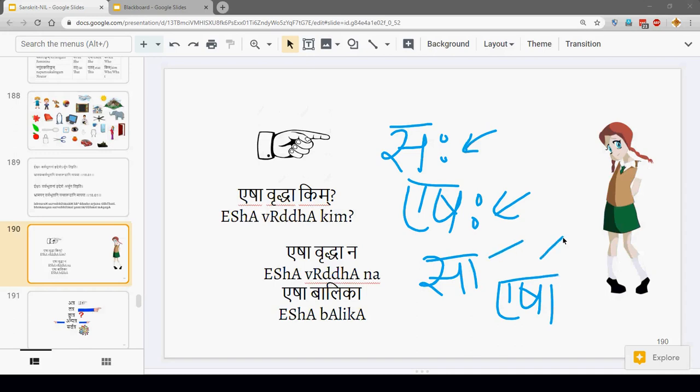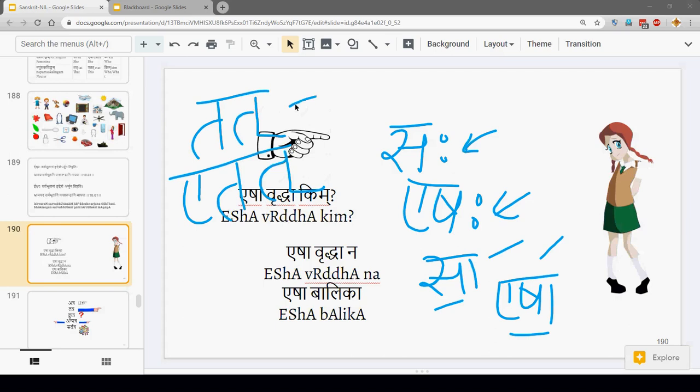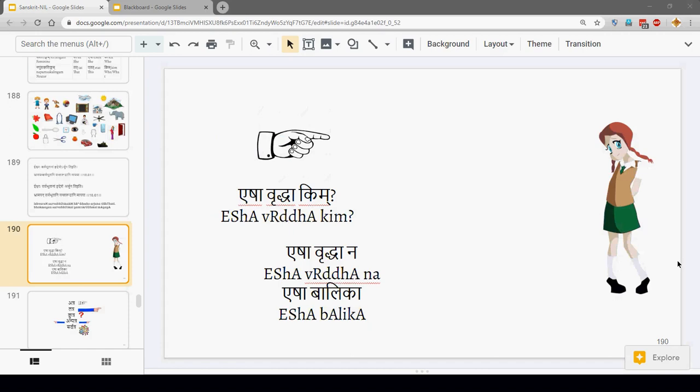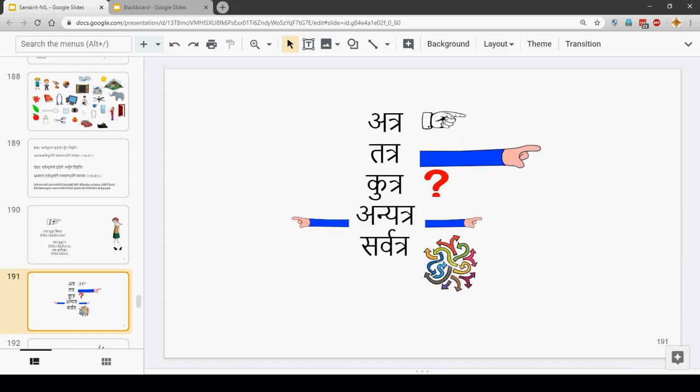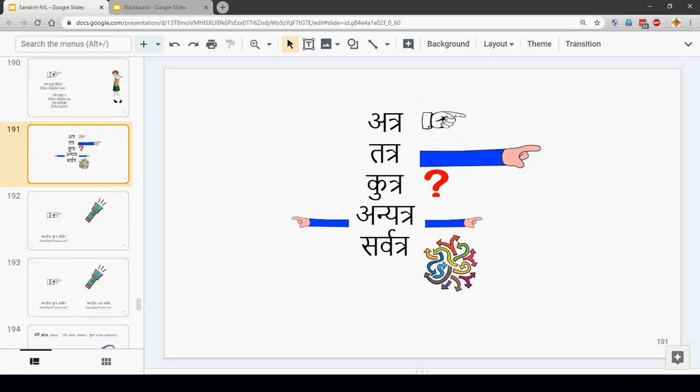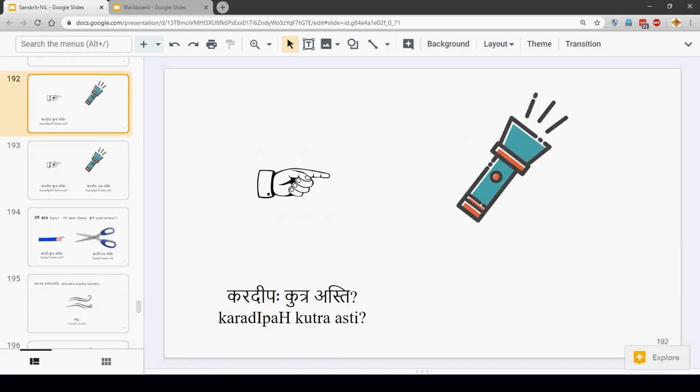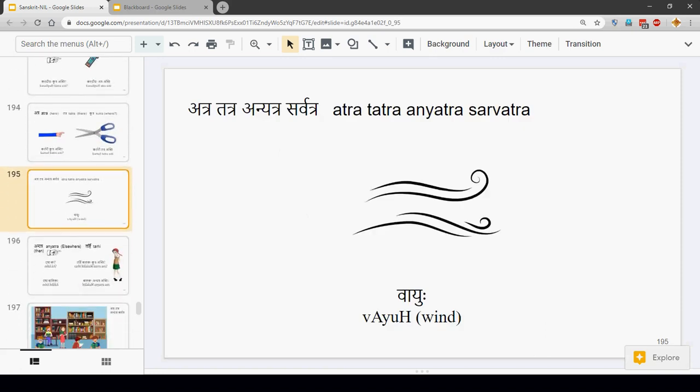And Sa, Esha are used for away and close things if it is in feminine gender. And Tat and Etat are used for again away and closer things for the words which are in neutral gender. And we have looked at these words also: Atra, Kutra, Tatra, Anyatra, Sarvatra. Atra means here, Tatra there, Kutra where, Anyatra elsewhere, Sarvatra everywhere. And we looked at some examples. Karadeepaha kutra asti, etc. Vayuhu sarvatra asti.